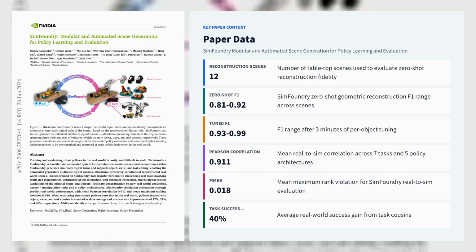For real-to-sim evaluation across 7 manipulation tasks and 5 policy architectures, SimFoundry simulated rankings track real-world success with mean Pearson correlation 0.911 and mean MMRV 0.018, exceeding the Polaris baseline by more than 0.59 Pearson points.